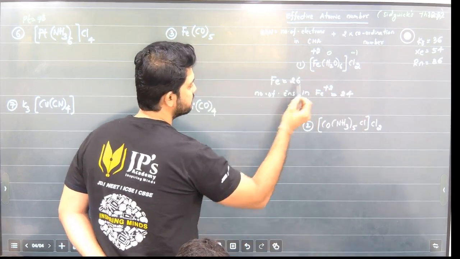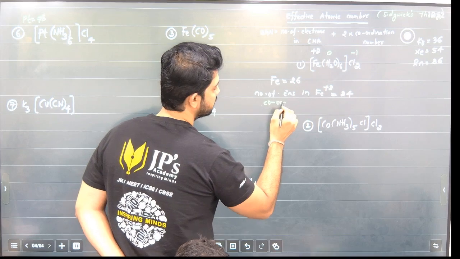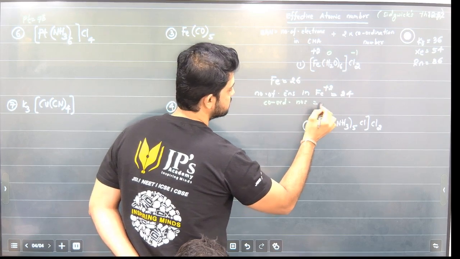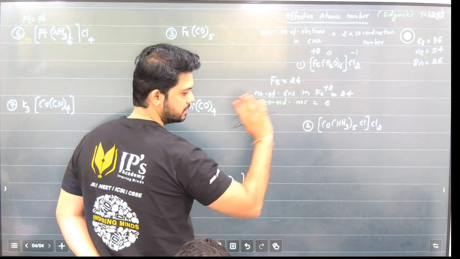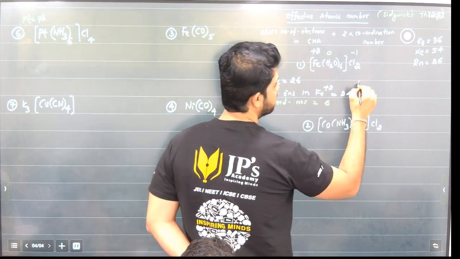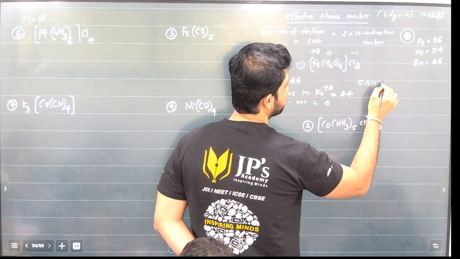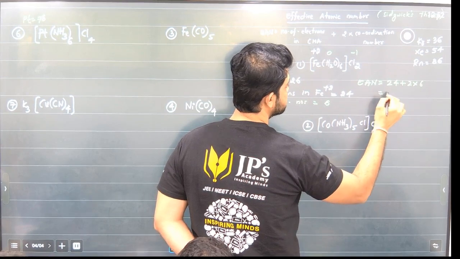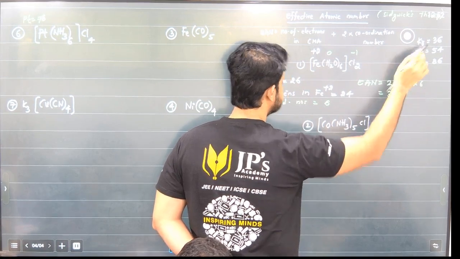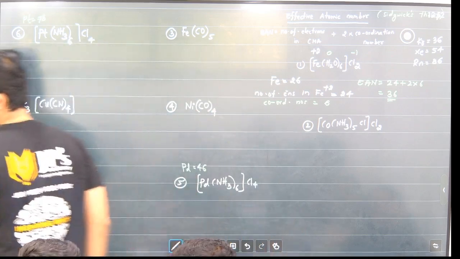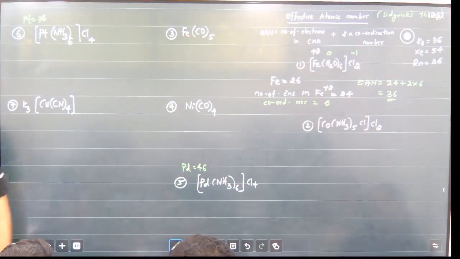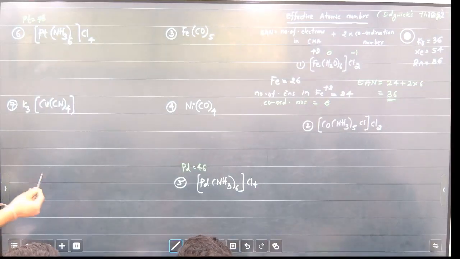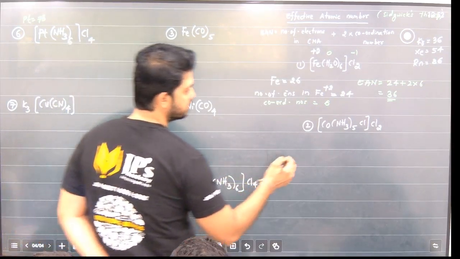Can someone give me the coordination number here? 6. Anyone who did not get this? How do I find EAN? 24 plus 2 into 6, 36, which is krypton. Did you get that?